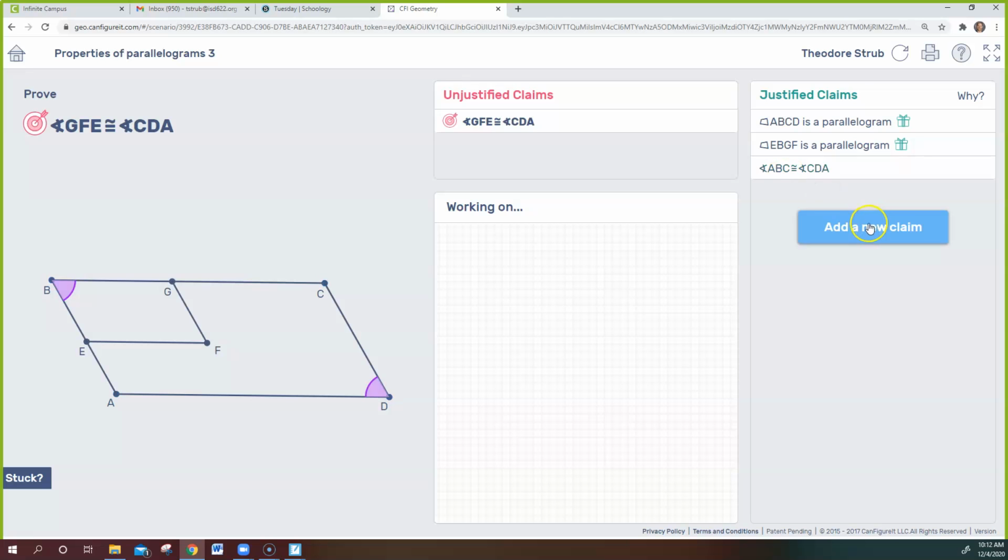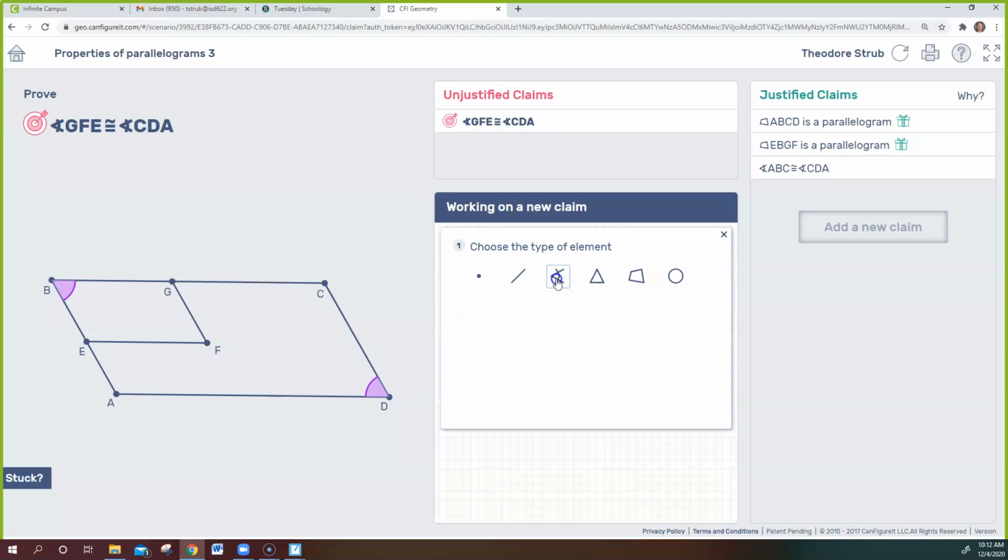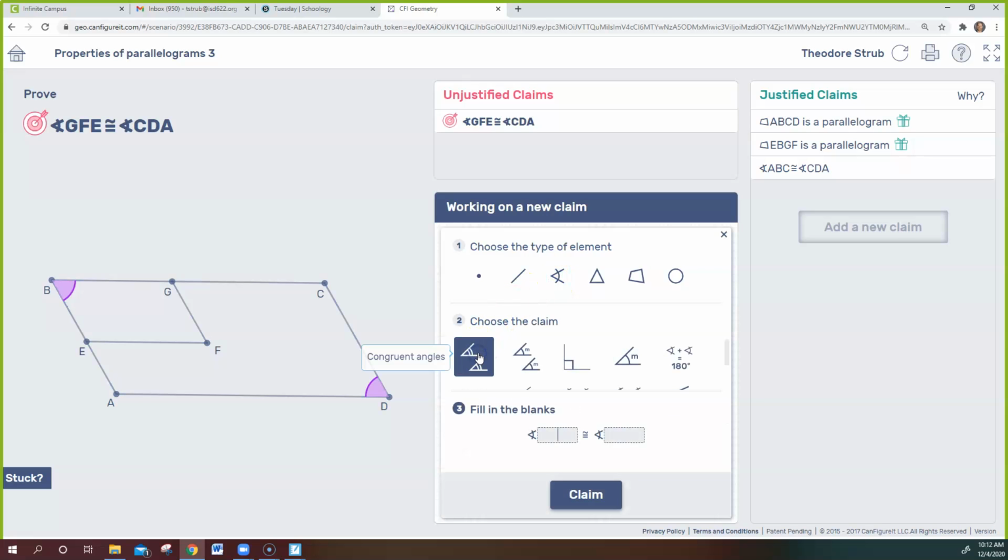Now I'm going to go to a new claim, and I'm going to use the bottom given to show that B and F are congruent. So we're going to go to angles. I'm going to say angle B is congruent to angle F.